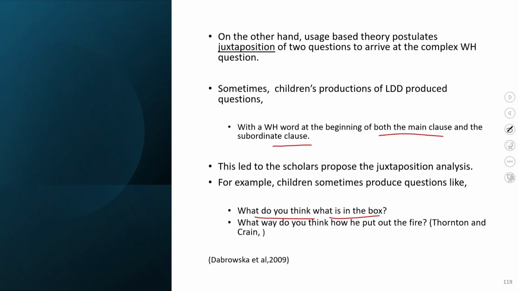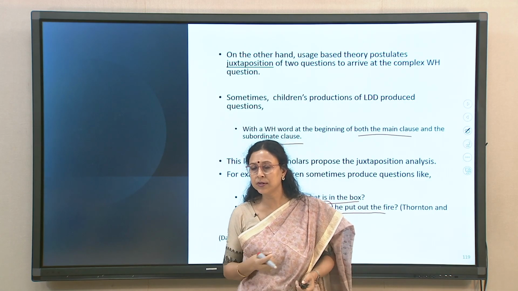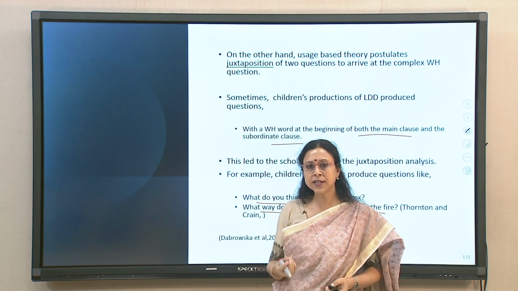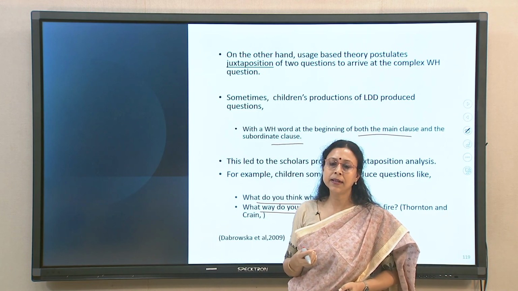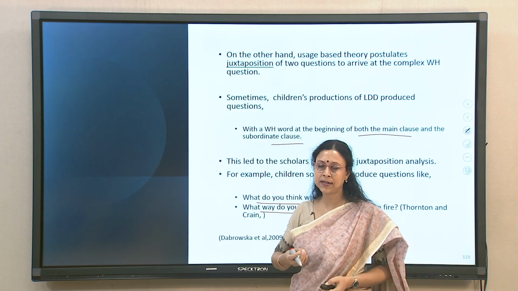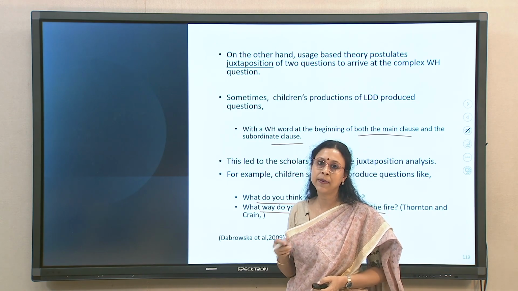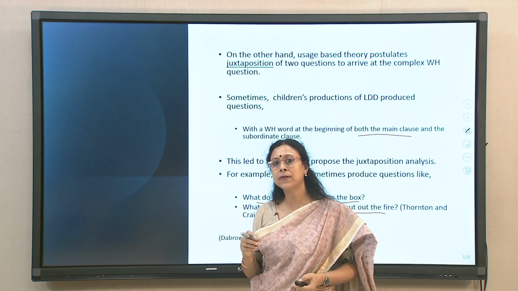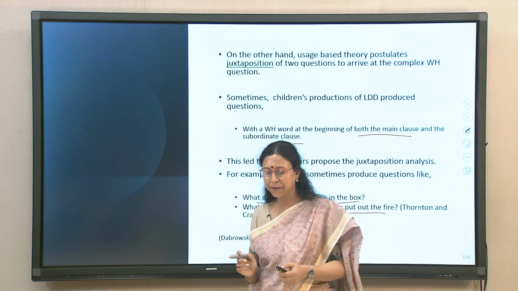So, this has led scholars to propose the juxtaposition analysis. For example, they sometimes use this. So, what way do you think how he put out the fire? So, this was not necessary. What way do you think he put out the fire would have been fine, but because sometimes children do use this kind of structure, hence the usage based theory says that probably there is a juxtaposition that they are doing rather than depending on a movement. So, there are two different questions that they put together, that is the idea.